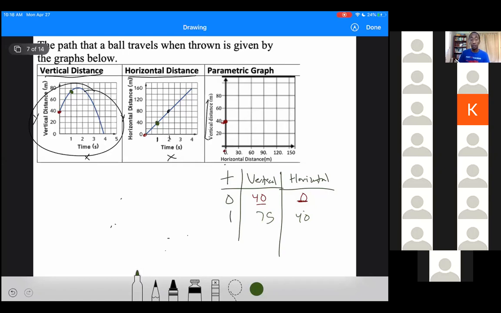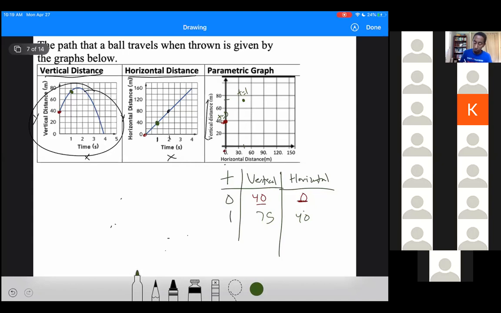So if we graph that on the parametric graph, 75 would be about here for vertical, 40 would be about here. So that would be when t equals 1. This is when t equals 0. And we're talking about seconds. Okay.